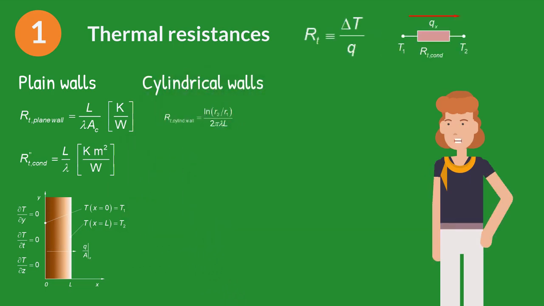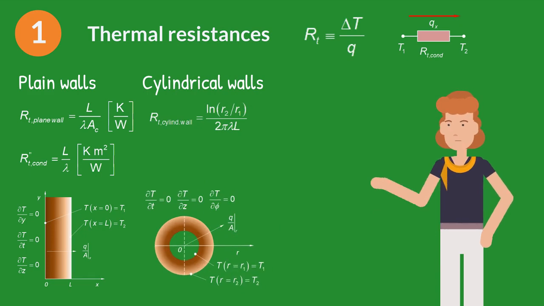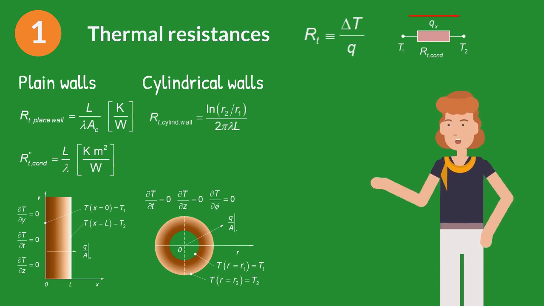For a cylindrical wall, in steady state, without internal heat generation, uniform and constant thermal conductivity and with one-dimensional heat flux in the radial direction, the thermal resistance is the natural logarithm of the external radius divided by the internal radius. All this, divided by 2 times pi times lambda times L.